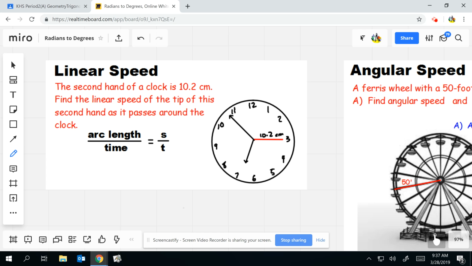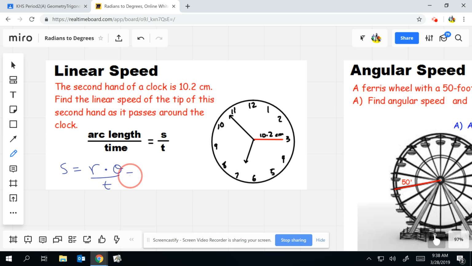How fast means how far and how much time. We know the time: it goes 60 seconds to go around. But how far does it go in that 60 seconds? Our arc length is our S number that we just learned the formula for. The S was the radius times the radians. And then we're going to divide that by our time. That's going to give me the linear speed.